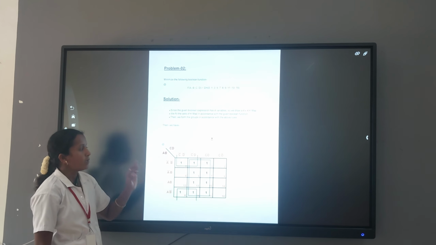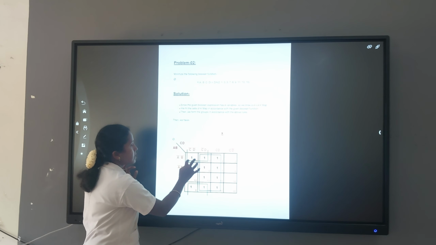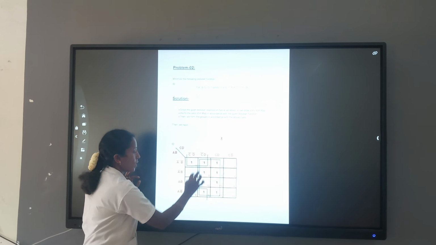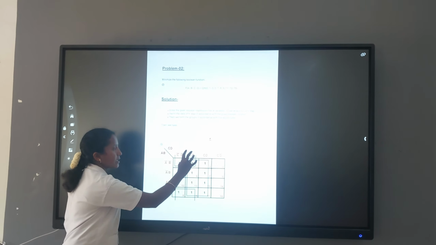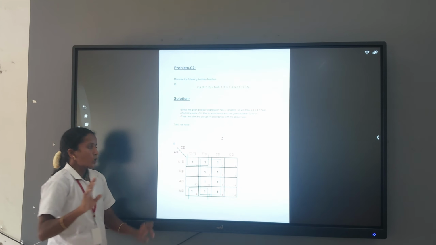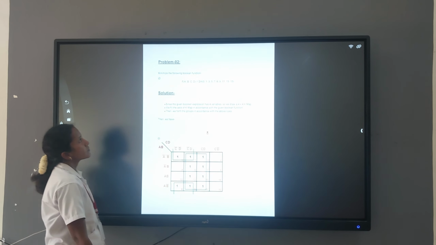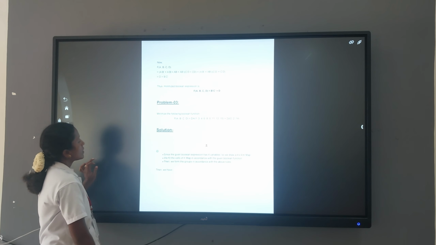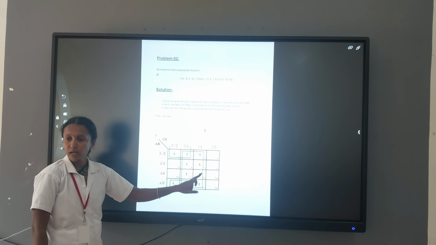Next, coming to the 2 ones. Are any 2 ones present or not? Here 2 ones is present, and here also 2 ones are present. So we want to group these, here and here. So totally 2 groupings are possible here. Okay, so first we group the 8 ones.